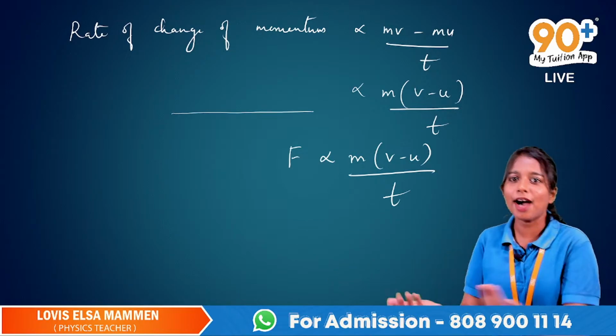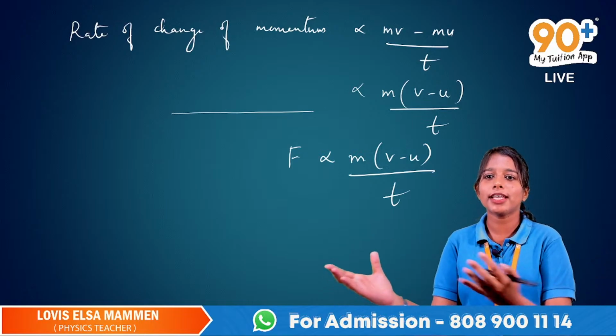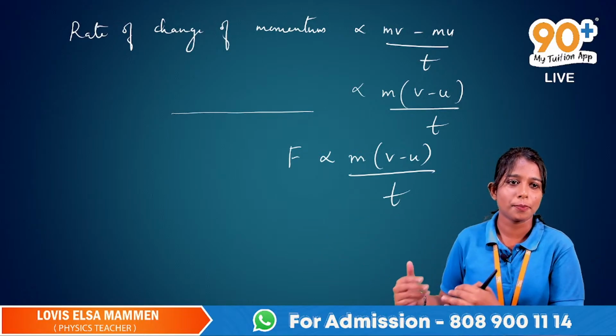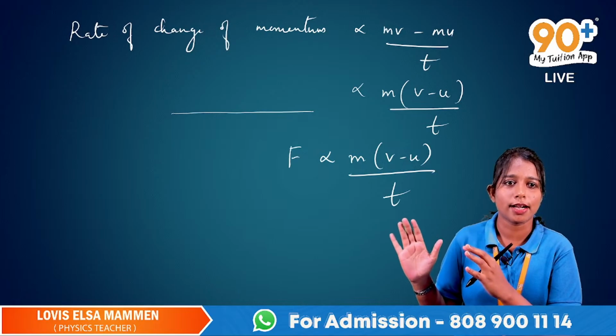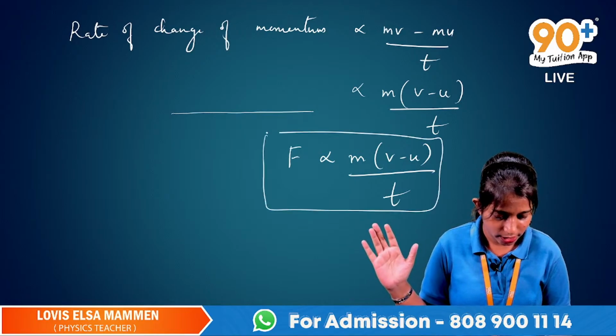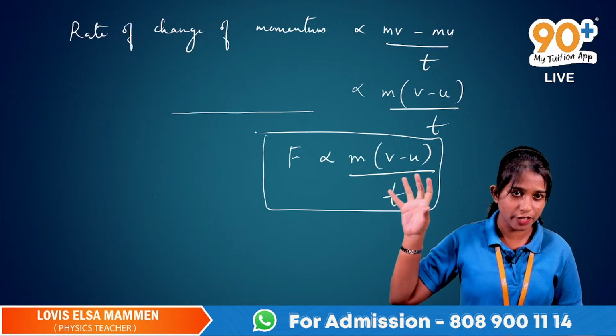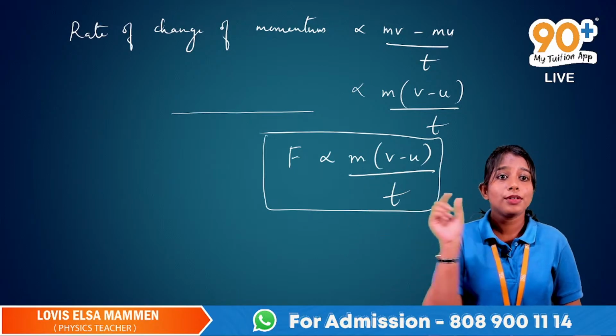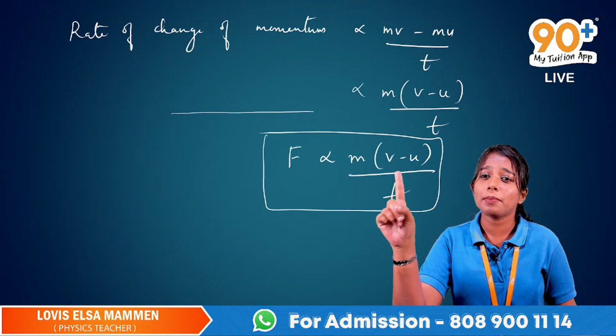Now tell me. This equation is very important, a problem equation. Now tell me, what is this v minus u by t?